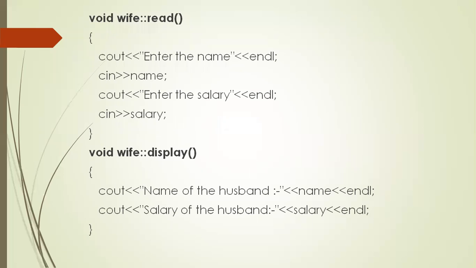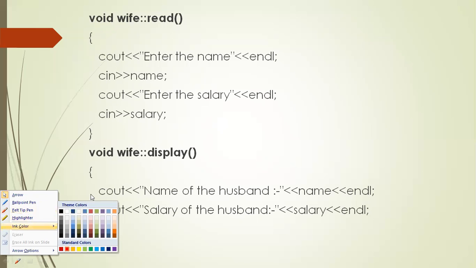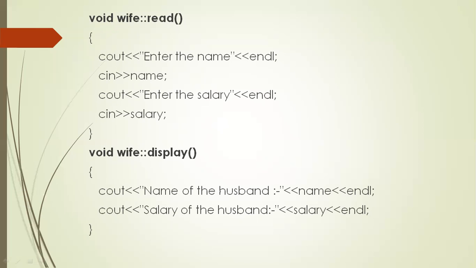So you have to enter the name. Return type is void, class name is wife, read function. Name and husband. Next, void wife display. Here it is not the name of the husband, it is the name of the wife. Name of the wife is equal to name, salary of the wife is equal to salary. So it is not husband, it is wife. In both the cases, we change it to wife.